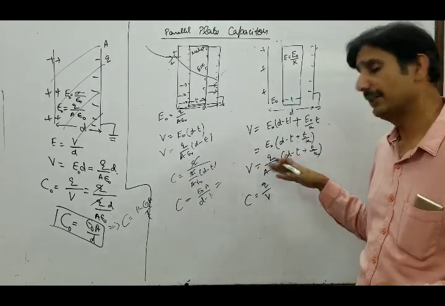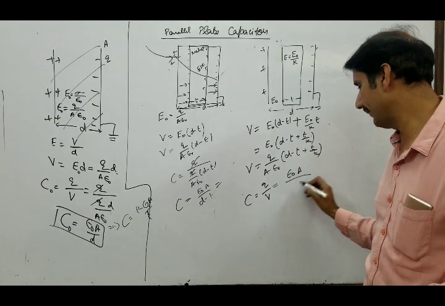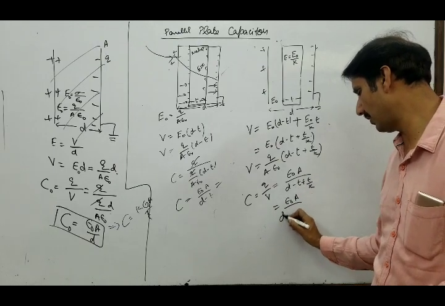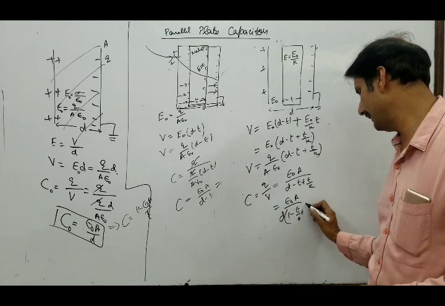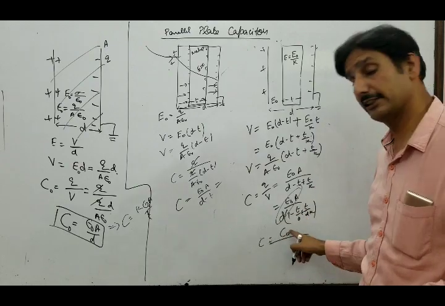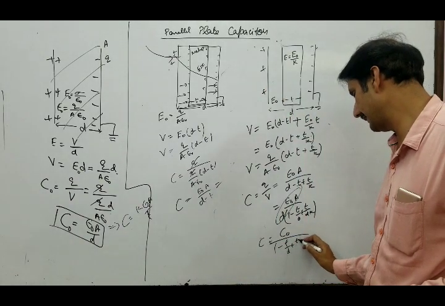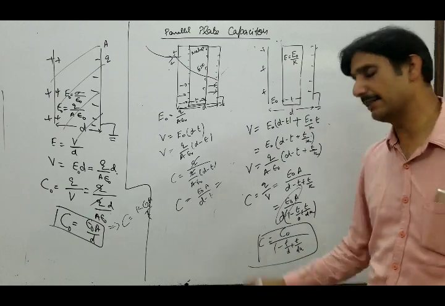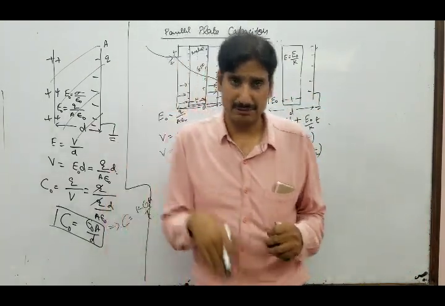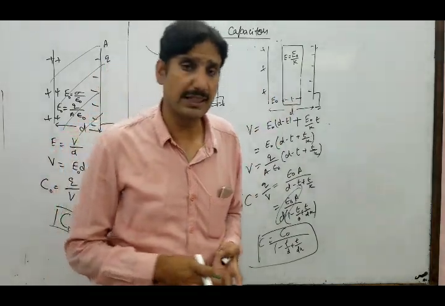And what is the capacity? That will be Q by V, Q gets cancelled out, we'll get epsilon naught A divided by (D minus T plus T by K). You can take out D common from the denominator, 1 minus T by D plus T by DK. The capacity C is equal to C naught, which is the capacity of the hollow capacitor, C naught divided by (1 minus T by D plus T by DK). Now this is the capacity of a capacitor which has got a slab of dielectric material lying inside it, and its thickness is different from the distance between the plates.